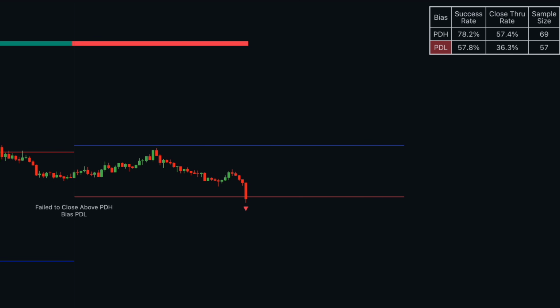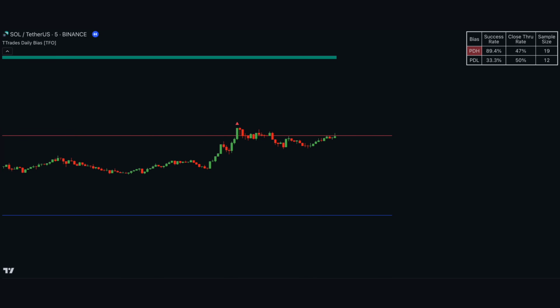In the above Solana 5-minute chart, we can gather a lot of information from the table in the top right. First, we may note that the PDH cell is red, which indicates that the current day's bias was targeting PDH, and it has already traded through that level. As an example of how to read the table's data, we can look at the PDH row of the Solana chart above. The sample size here indicates that there were 19 instances where the daily bias was assigned as PDH.